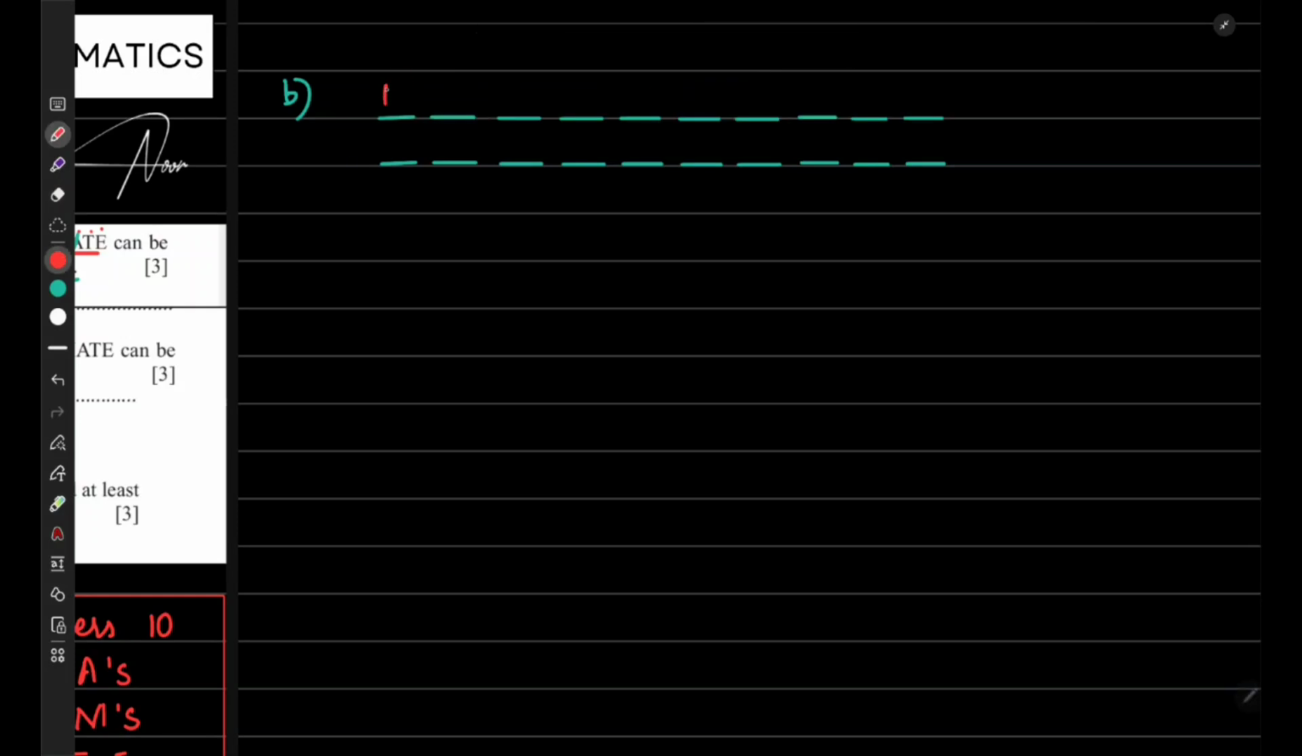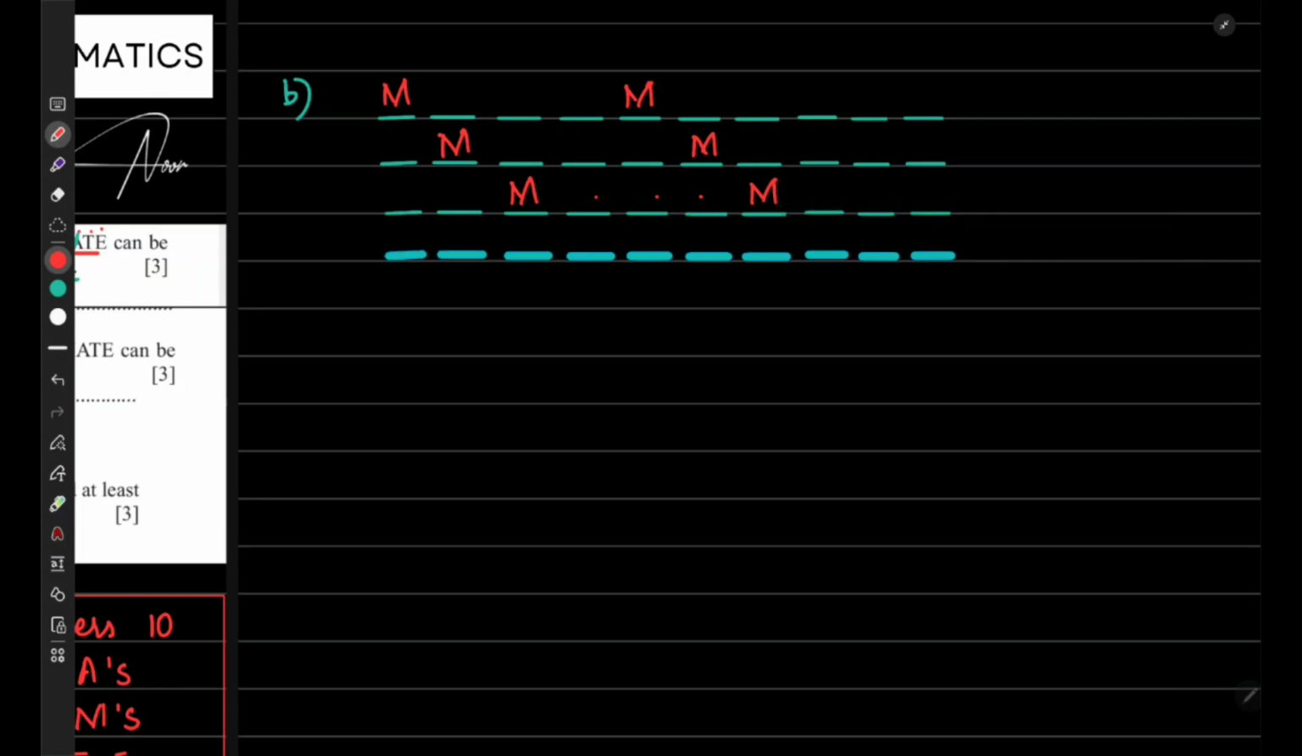Okay, M could be here with 3 spaces, 1, 2, 3, and M here. Then M could be here and 3 spaces in between here. Then we can have M could be here with 3 spaces between and M here. Then again we can have an M in the next place and 3 spaces between and then another M.